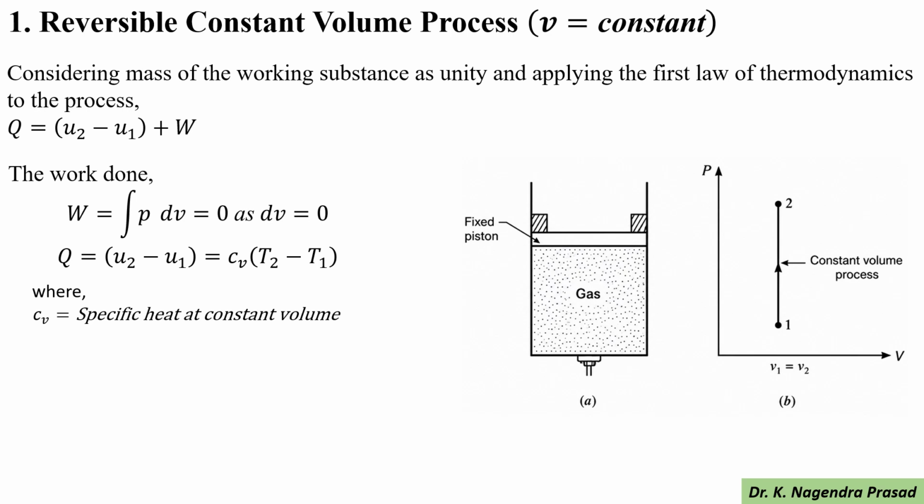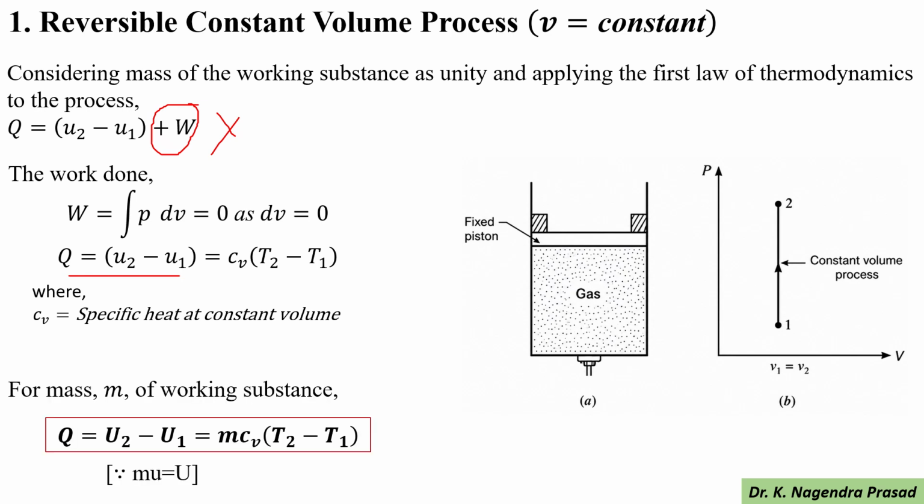Then, if the work done is equal to 0, based on the first law of thermodynamics, Q is equal to U2 minus U1. We know that the internal energy change for a perfect gas is Cv delta T, which is Cv (T2 minus T1). Here Cv is the specific heat at constant volume. So for a mass m of working substance, Q equals U2 minus U1, which is equal to m Cv (T2 minus T1).